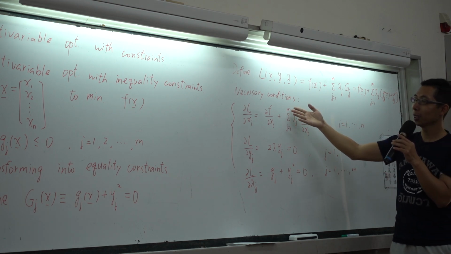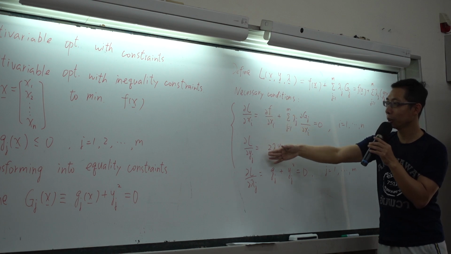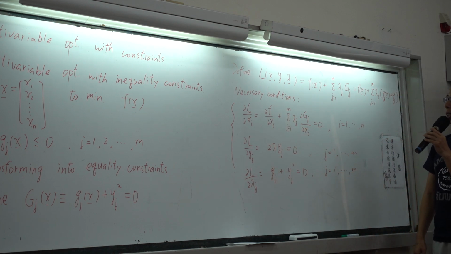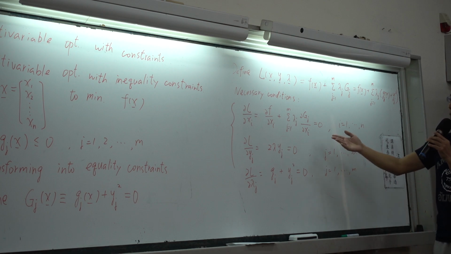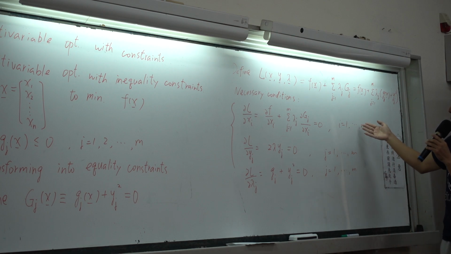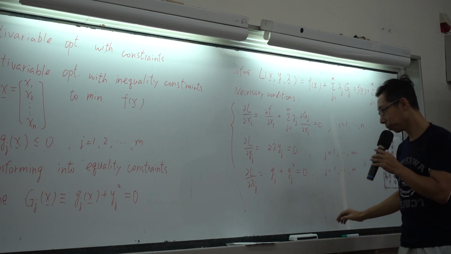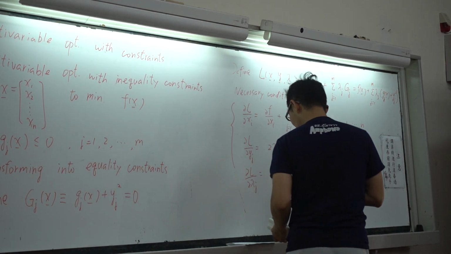Let's take the partial derivative for each one of them, for each kind of variable. Okay, so over here we have n plus 2m variables and also n plus 2m equations. So we should be able to solve the problem, right? Okay. Yep. So let's see.